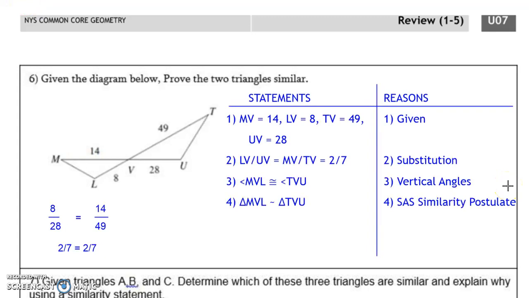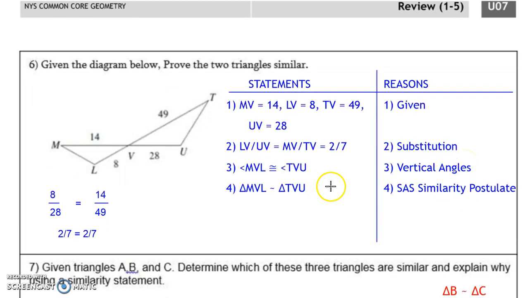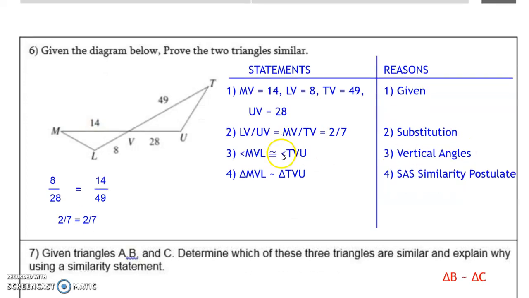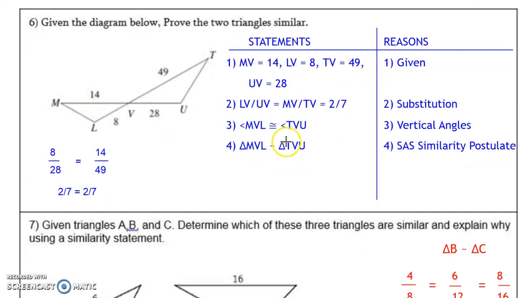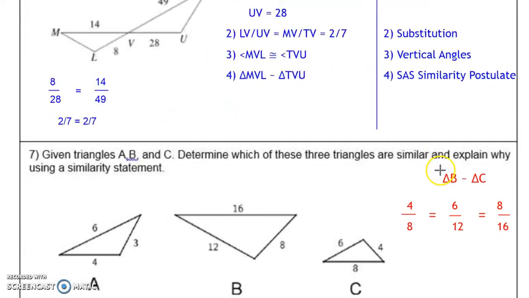All right, these proofs are slightly longer than the AA postulate proofs, but they're very similar in construction. We just need to prove that the two sets of sides are going to be proportional. We can do that by listing the numbers first, then by saying that they're proportional and saying what they are equal to. So in this case, they're both equal to 2 over 7, so we put that in, and we use substitution as our reason. Then we identify the angles between them to be congruent, and then we have SAS similarity postulate.